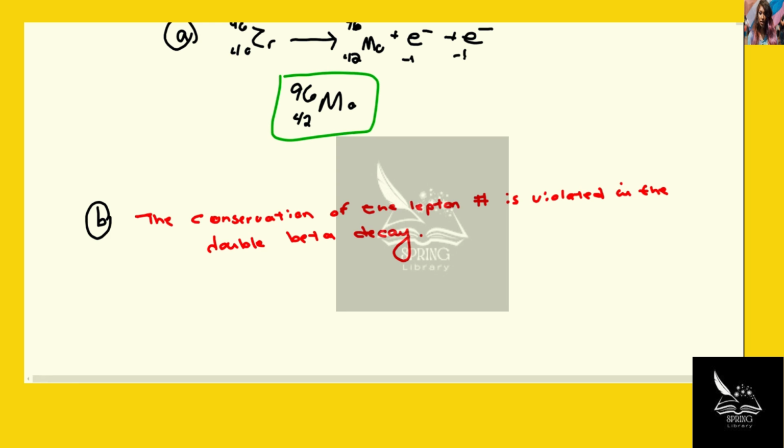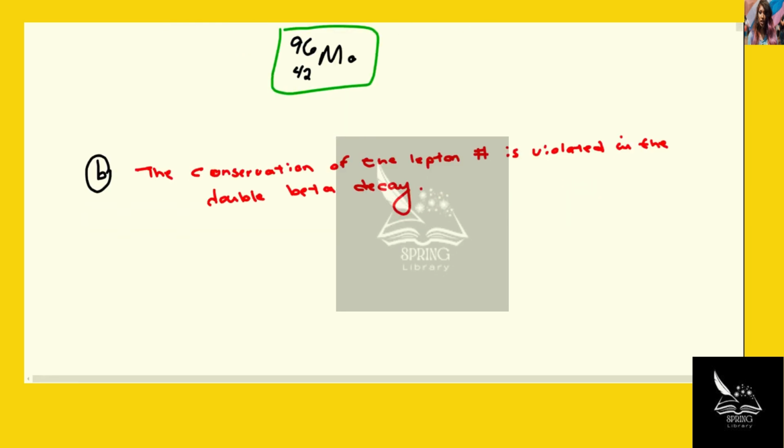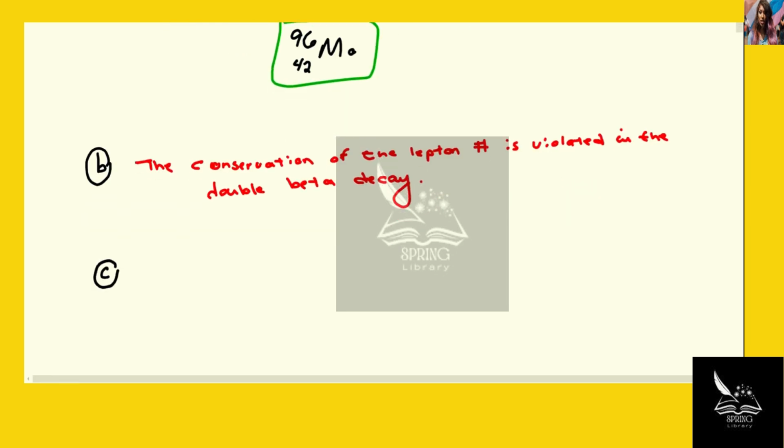Okay, and now for C, it's asking us to determine the decay of the zirconium. So here, the decay of zirconium into molybdenum, and I'll put the name of this element for everybody.